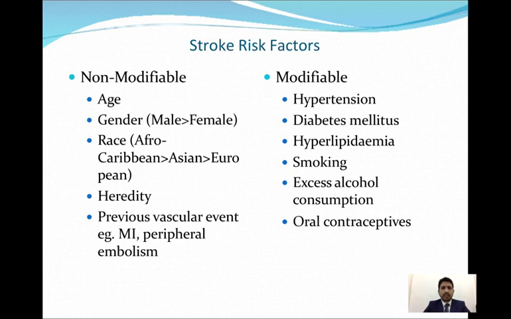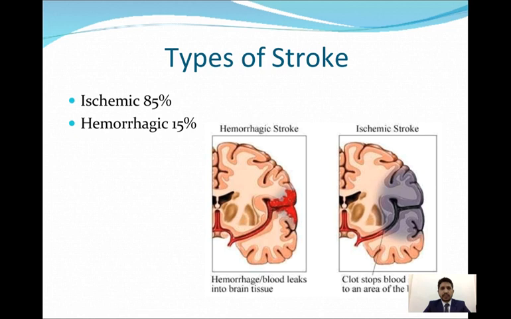Stroke is mainly divided into two types. One is ischemic, that is because of the blockage of the blood vessels. It is the commoner cause among the two. 85% of the patients of stroke are ischemic. Then there is the second type, that is hemorrhagic stroke. It is present in 15% of patients of stroke, in which there is not the blockage but explosion of the blood vessel that leads to the compromise of the blood supply. Here we can see an ischemic area because of the blockage of the blood vessel, and here it is hemorrhagic because of the leak of the blood into the brain tissue.